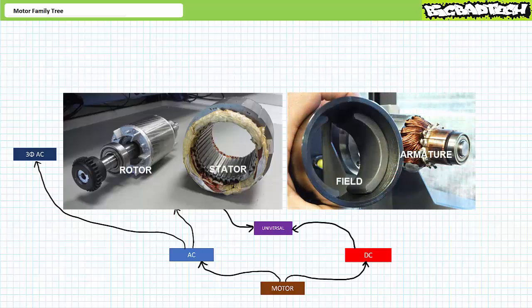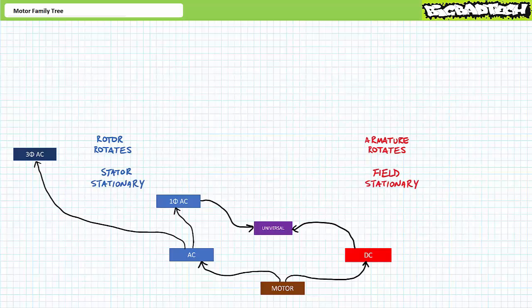On the DC side, the armature is the rotating part, and the field winding is the stationary part. If you use the term armature to describe the rotor on an AC machine, or rotor to describe the armature on a DC machine, people will most likely understand what you intend, but it's generally not considered good form to do so. Customarily, most individuals start with DC motors and work their way up to three-phase AC motors.